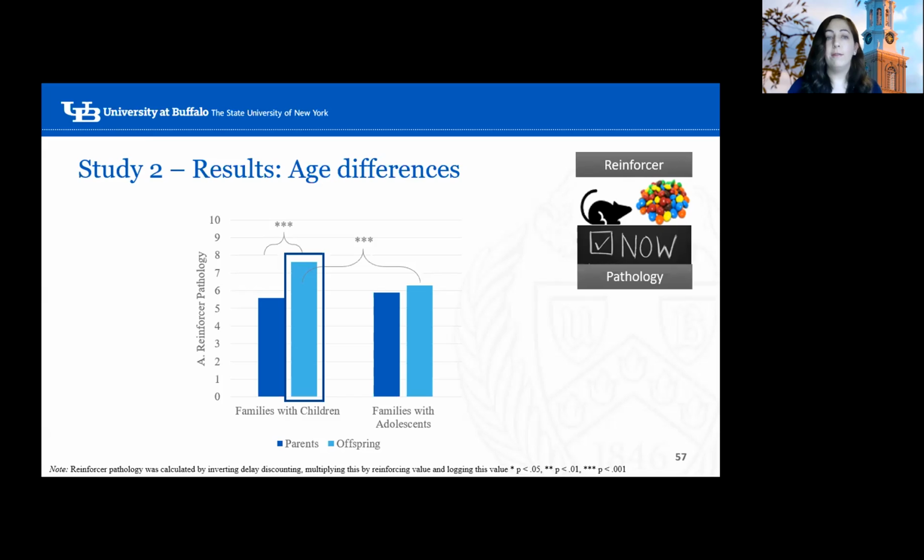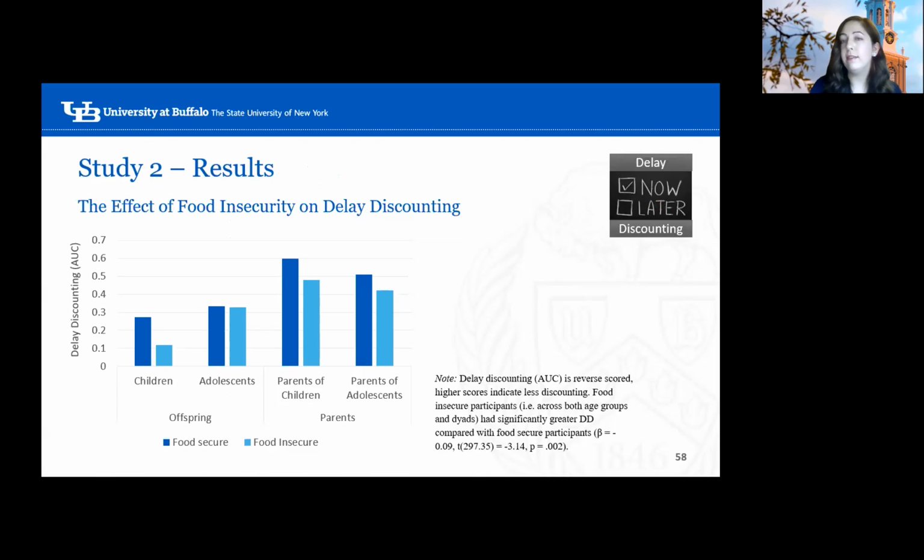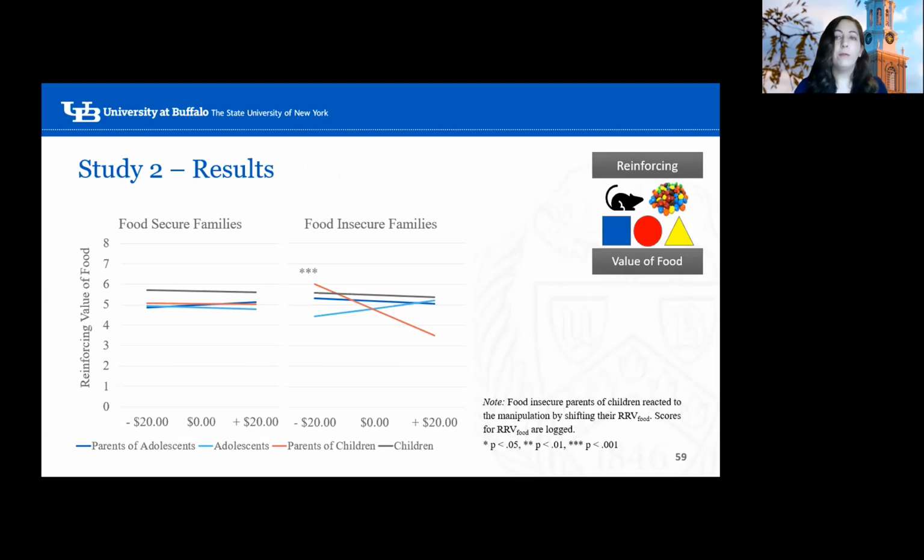Next, we wanted to look at food insecurity. When we looked at delay discounting, we found after controlling for age differences, a main effect of food insecurity. Across all the age groups, those with food insecurity were more present focused on the task, but there was no effect of the manipulation at all on delay discounting for anyone. The adolescents look pretty similar here, but this interaction was not significant. When we looked at the reinforcing value of food, however, we see a familiar pattern. Like in study 1, the only group affected by the manipulation was parents reporting food insecurity. In this case, the effect was largely driven by parents of children.